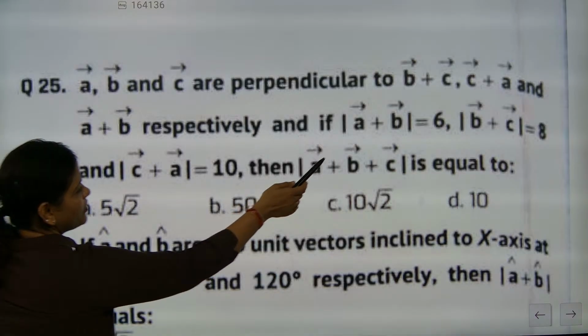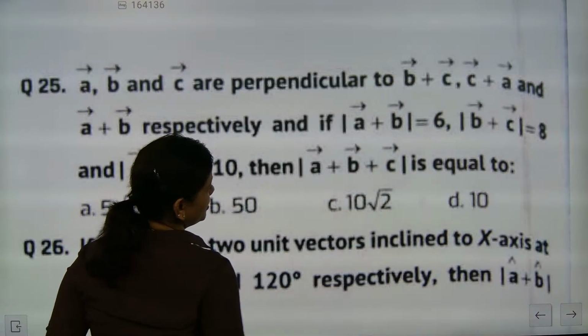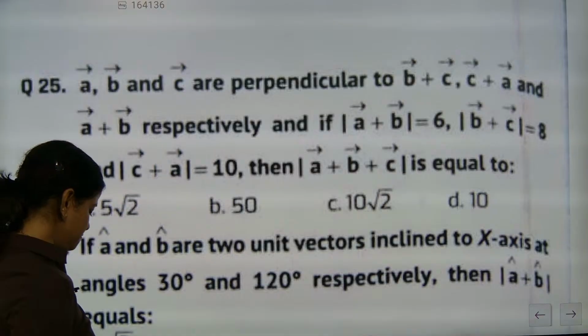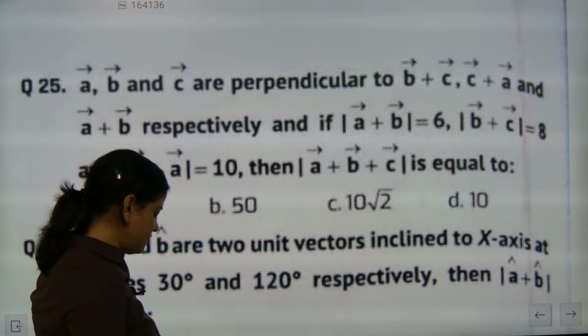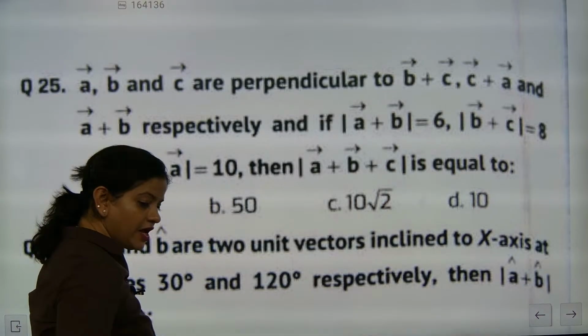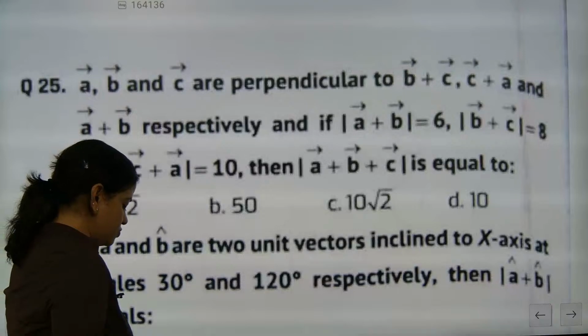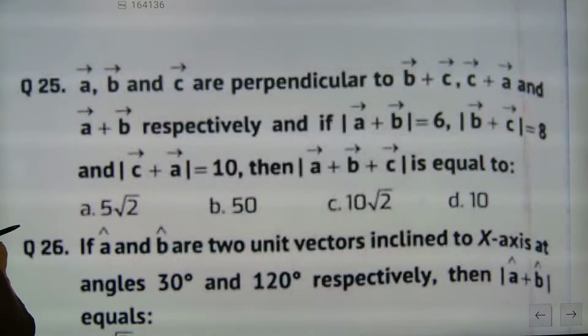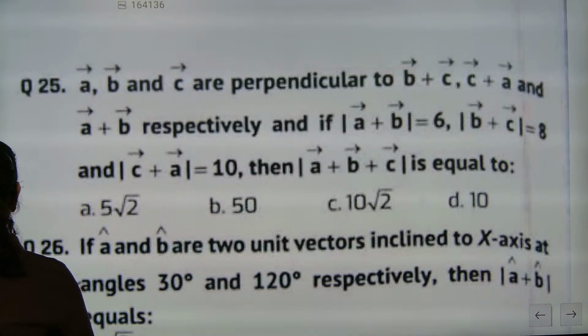After that they have given the magnitude of A vector plus B vector is equal to 6. The magnitude of B vector plus C vector is equal to the value they have given. We have to follow those values. Okay. So now look, I need to take this question on mobile and then solve.